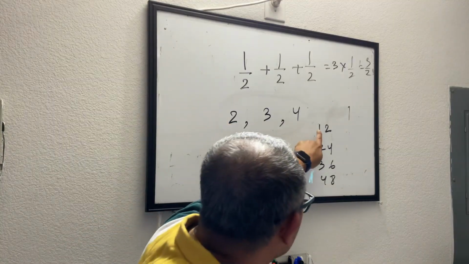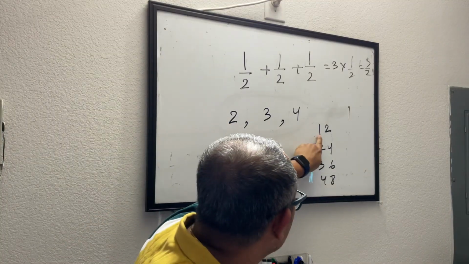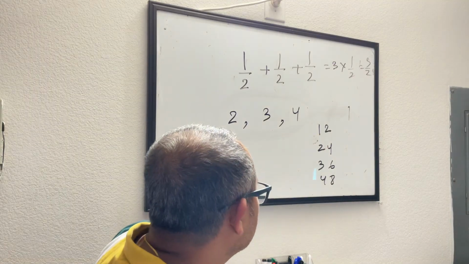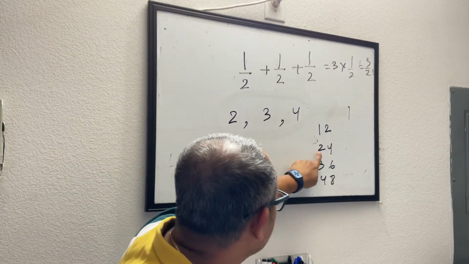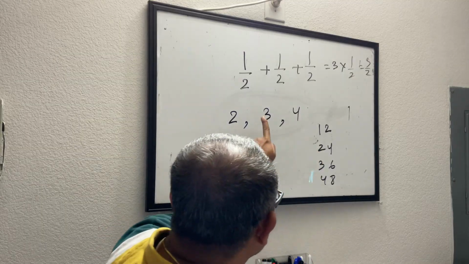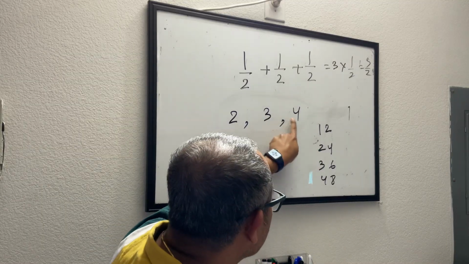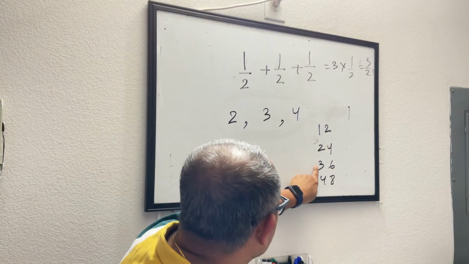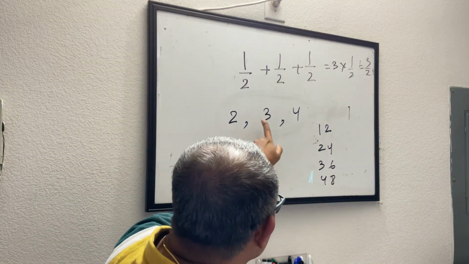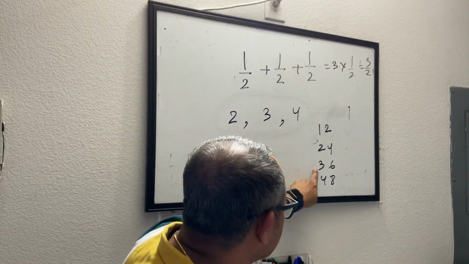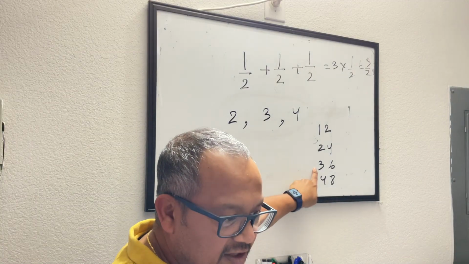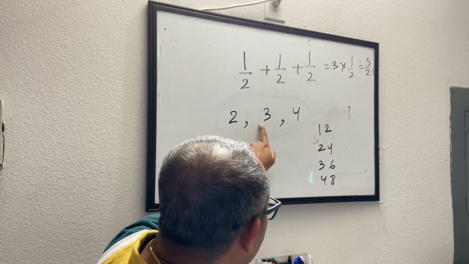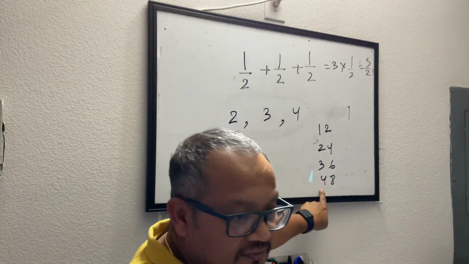2 times 6 is 12, 3 times 4 is 12, 4 times 3 is 12. Oh, wow. Meaning 12 can be divided by all the 3 numbers. Again, same thing. If you look at 24, 2 times 12 is 24, 3 times 8 is 24, 4 times 6 is 24. Okay? Now look at 36. 2 times 18 is 36, 3 times 12 is 36, 4 times 9 is 36. Okay? Now look at 48. 2 times 24 is 48, 3 times 16 is 48, 4 times 12 is 48.